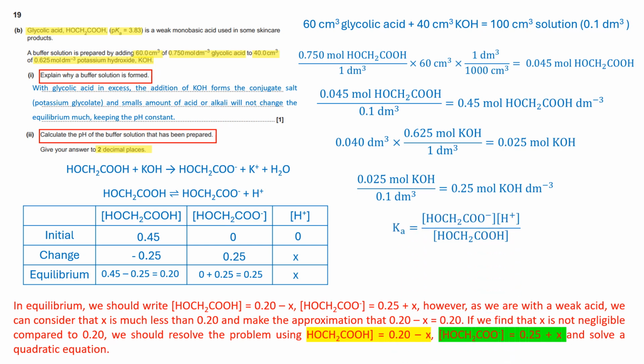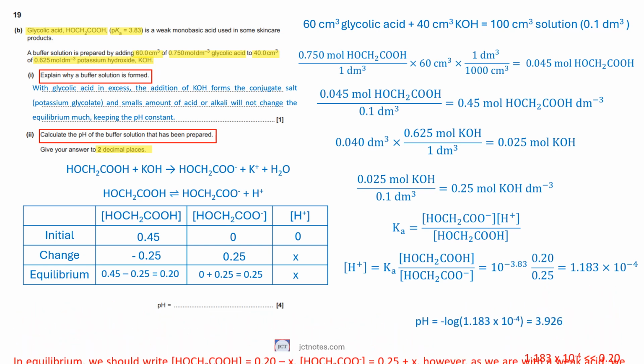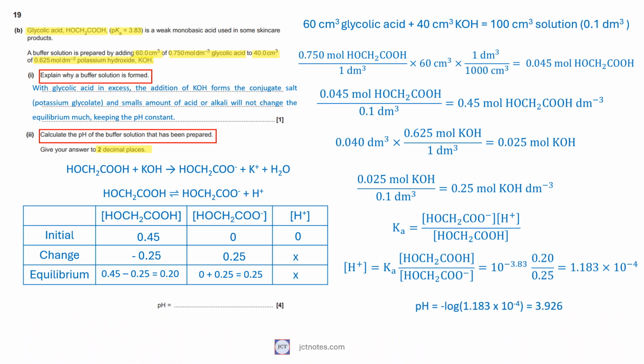Using the expression of the dissociation constant, we can find that the concentration of protons is 1.183 by 10 to the power of minus 4. This value is much lower than 0.20 and therefore the approach is acceptable. Taking logarithm, we find that the pH is equal to 3.926. Rounded to 2 decimal places, pH equals 3.93.